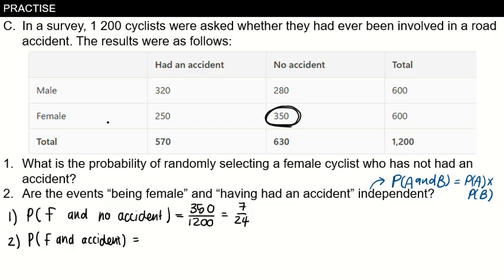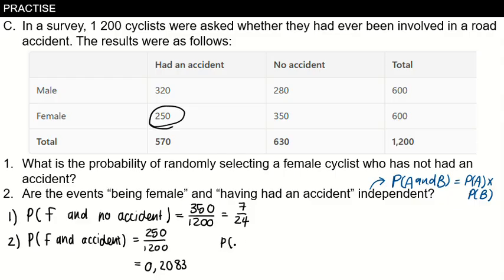We can read this just from the graph. A female with an accident is 250 over 1,200. And we can put this in decimal form. Since it's rational, it's a recurring fraction, so 0.2083, and that 3 is recurring, but let's just keep it like that.